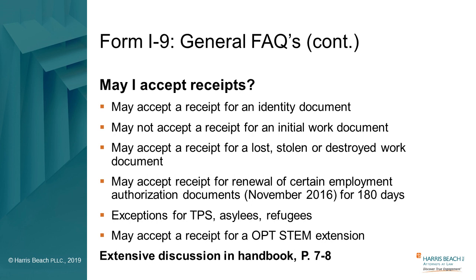You may accept a receipt for an OPT STEM extension. So if someone has a student visa, they have their 1 year of employment authorization, but then they're applying for the additional 24-month extension under the science, technology, and engineering provisions, then that would serve to automatically extend, and you can use the receipt for that.